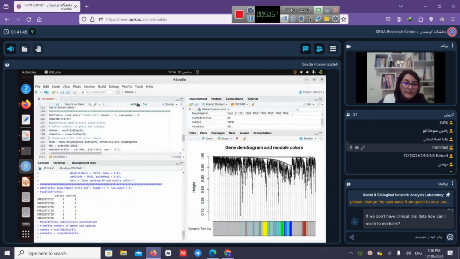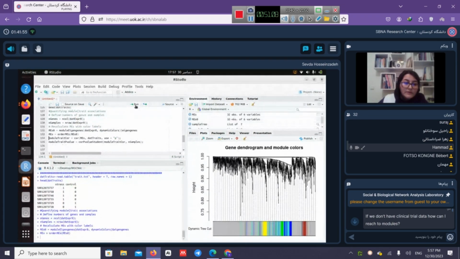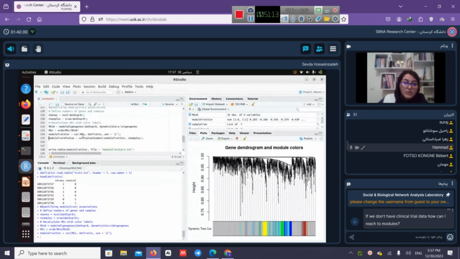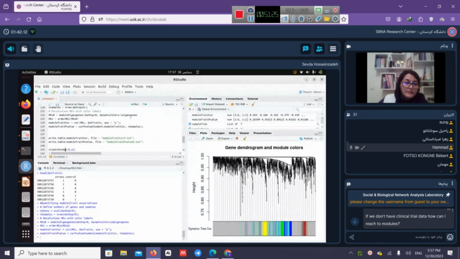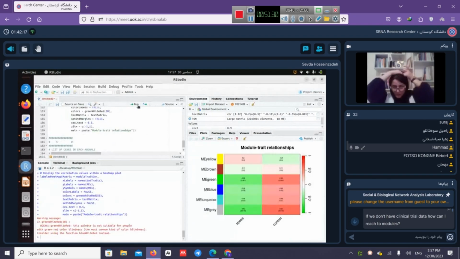Based on this formula, we can calculate the eigengenes for each module, and after calculating the eigengenes for each module, we're gonna calculate the correlation coefficient between the eigengenes and our data. Based on this code, it's the correlation between the eigengenes and our data. And after calculating the correlation, I want to get the p-value amount too. And let me make this plot for you too.